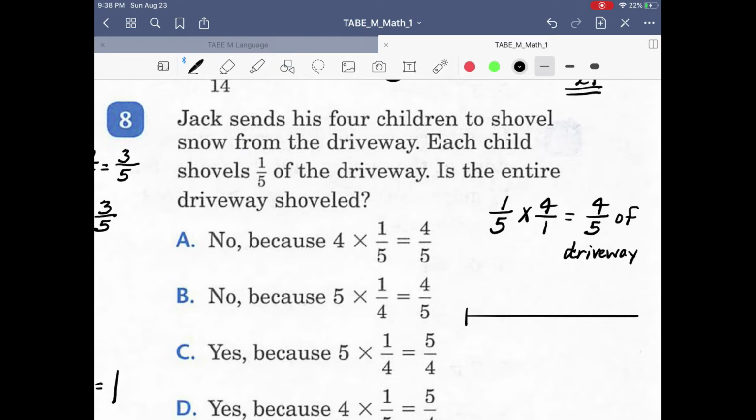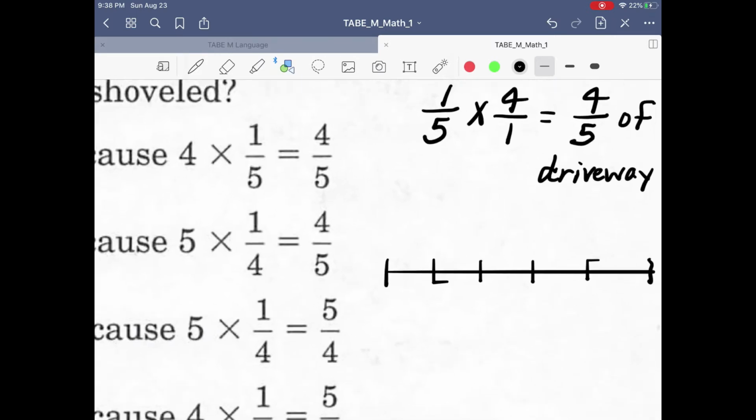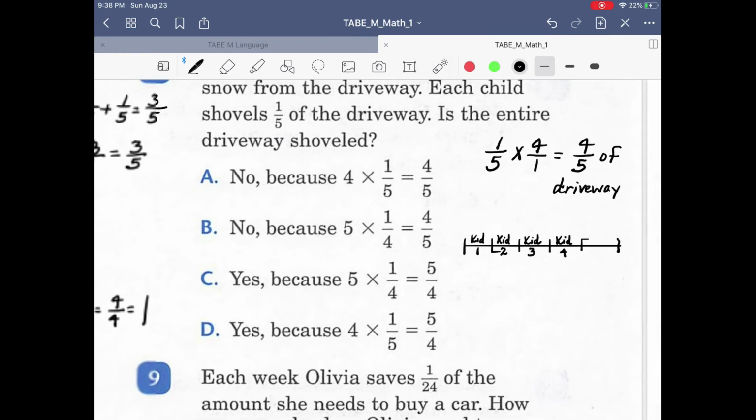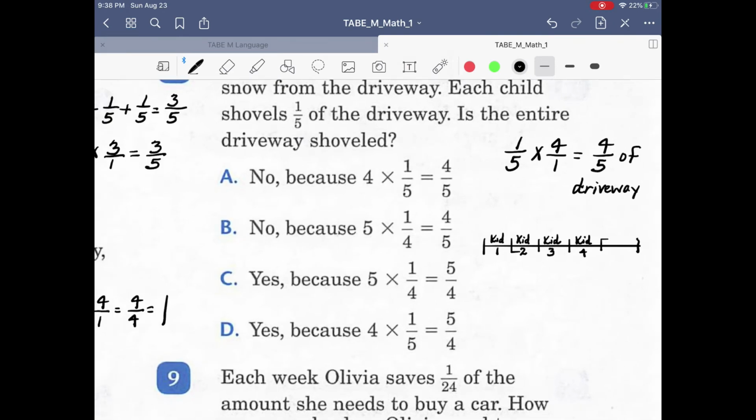I am going to draw you a picture of this one. Here's the driveway. The driveway is divided into 5 equal sections. Pretend those are equal, guys. Actually, I need to do a better job there. 1, 2, 3, 4, 5. Pretend those are equal. So here is one kid. Here's the second kid, because remember each of them are doing 1/5. But he needs another kid. He needs 5 kids for this to work out exactly.